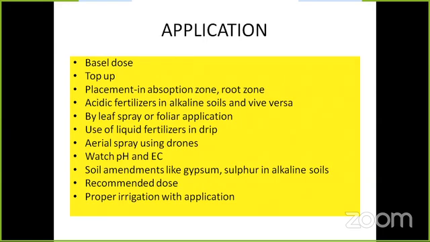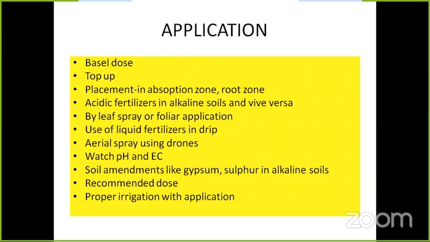So then there is the top up. The remaining 50% of the nitrogen is given after about 40-45 days, depending upon the type of crop. That will be only nitrogen, and that is called top up fertilizer. Then where do you place this fertilizer? It has to be placed in the absorption zone, the root zone, not somewhere else. If you don't place it there, then chances of fertilizer getting wasted will be higher.